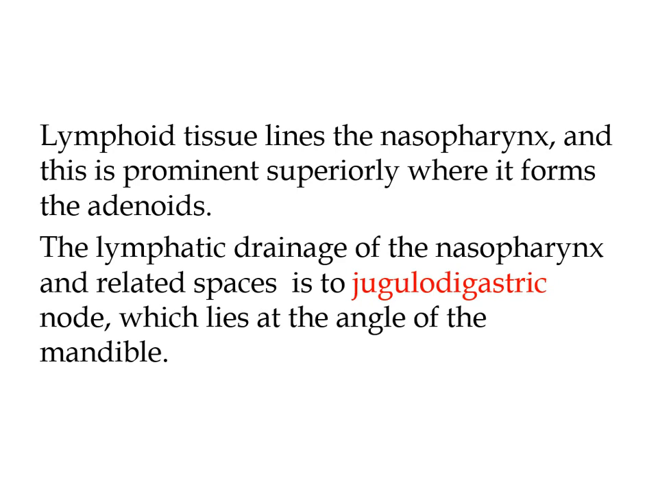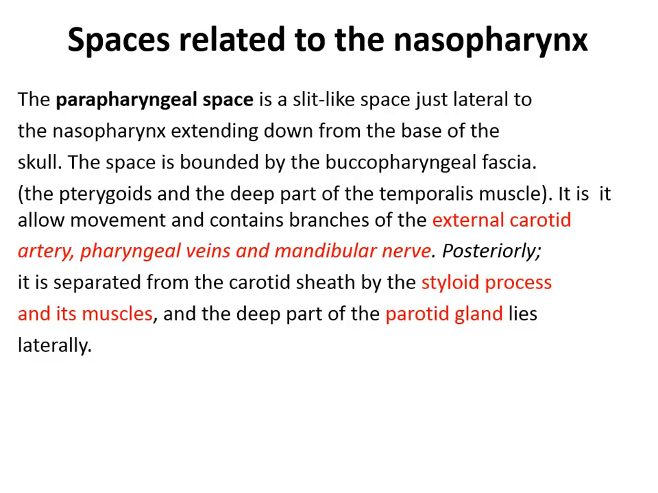Lymphoid tissue lying in the nasopharynx is prominent superiorly, forming the adenoid, while the lymphatic drainage of the nasopharynx is into the jugulodigastric node, which lies at the angle of the mandible. It is the largest lymph node there, so normally you see it large and prominent. Don't be worried. It's normally like that. It's just a large lymph node.